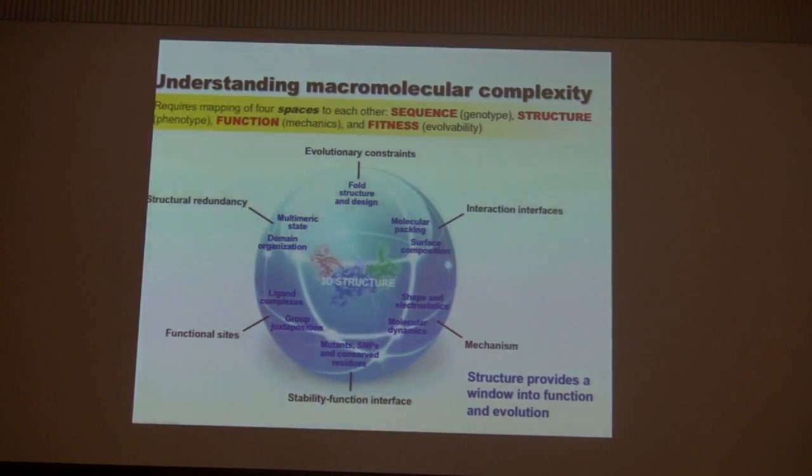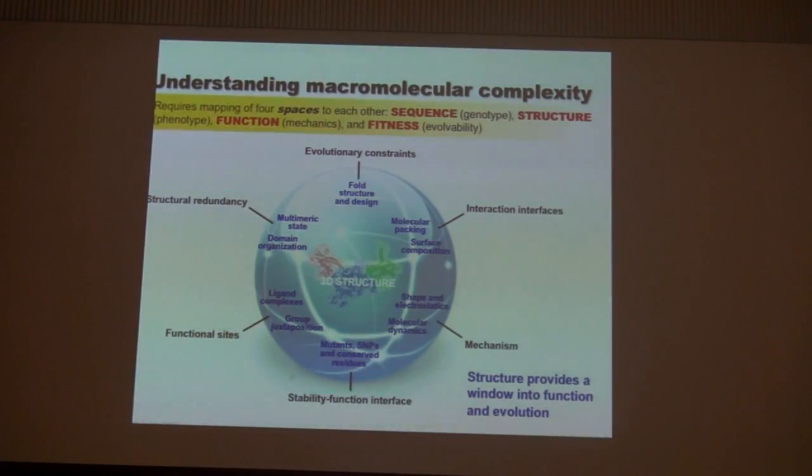So this is a problem, and it's a problem because we are still struggling to understand macromolecular complexity. It requires mapping the sequences to the structures, then mapping the structures to the functions, and mapping the functions to fitness ultimately, because that's what selects what we have. And there are many things that we can do. We can think of the full structure, the hierarchical abstraction of the structure, and that gives us insights about evolutionary constraints. But if we are interested in ligands and how the groups that hold the ligands are juxtaposed to each other, then we would be interested in functional sites. So as you can see, there is an incredible diversity. We could focus on any of these aspects, from interaction interfaces to mechanisms to stability, function, interface, structural redundancy.